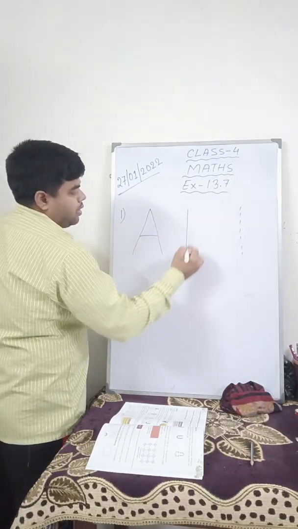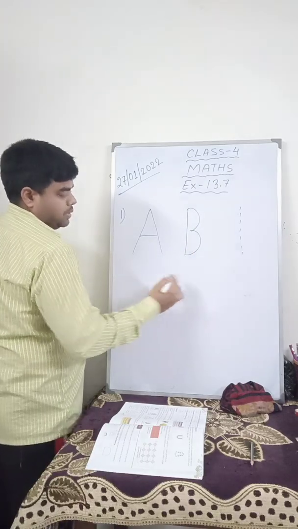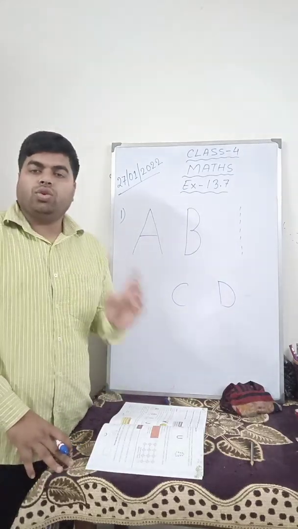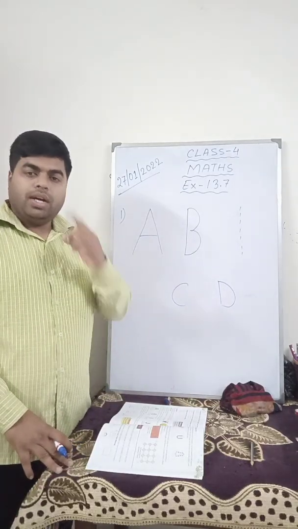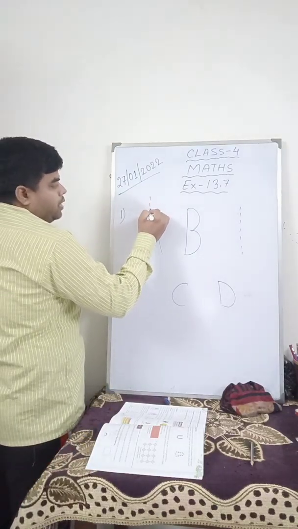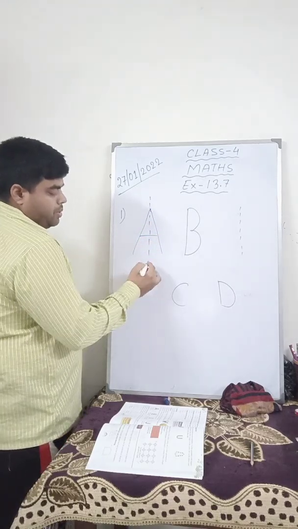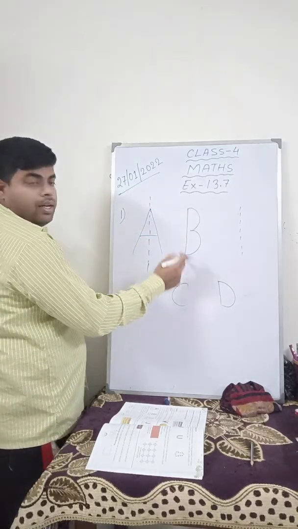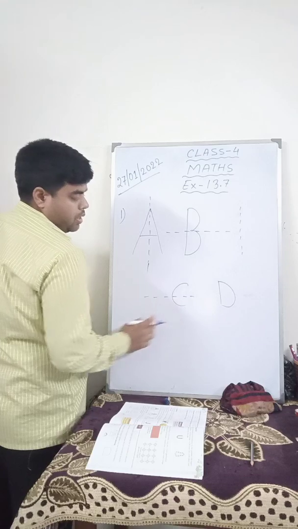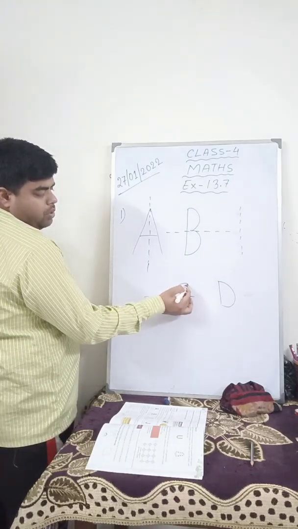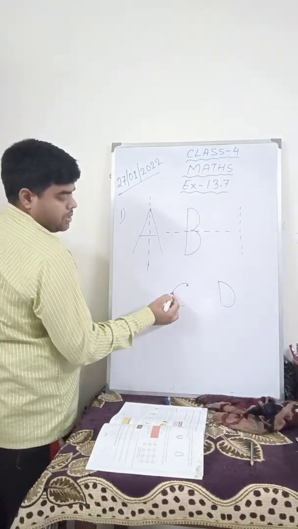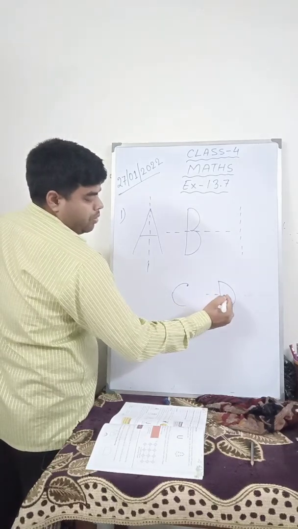A, B, C, D. Now lines of symmetry are those lines which divide the given figure into two equal and identical halves. For A, vertical will be the line of symmetry. Here, for B, it will not be vertical, it will be horizontal. C also is horizontal. It cannot be vertical, so there will be no lines of symmetry in case of C. But for D, again it will be horizontal.